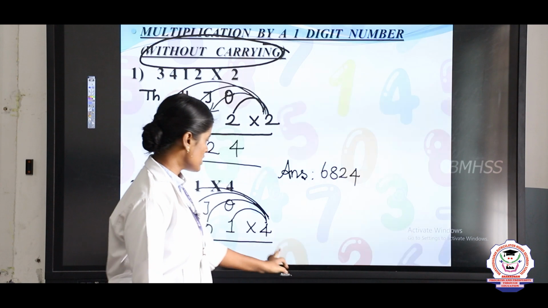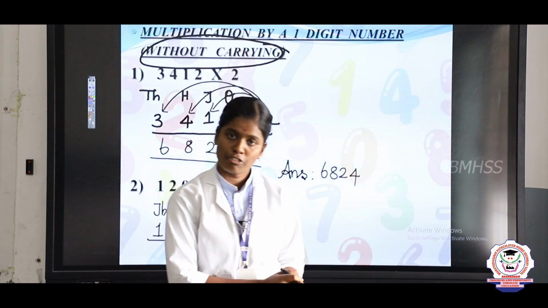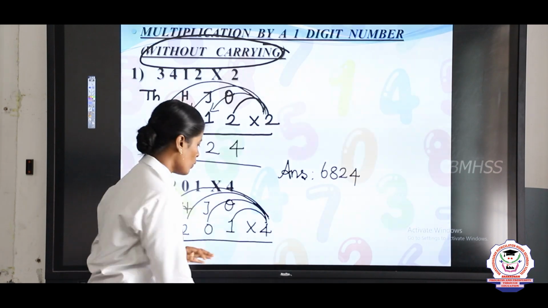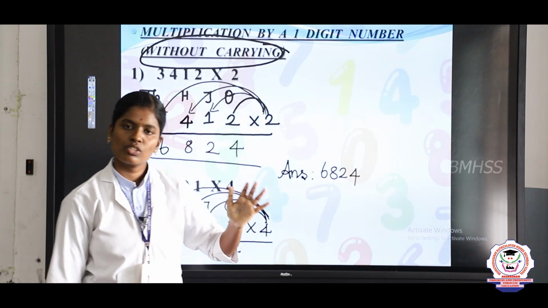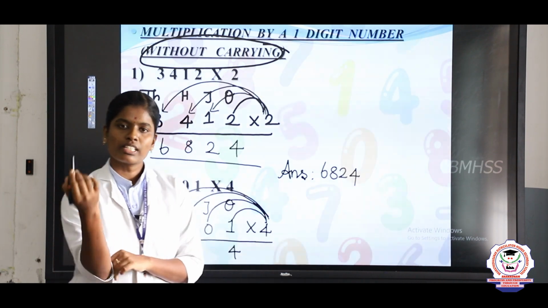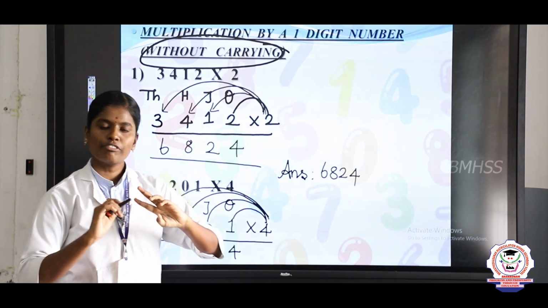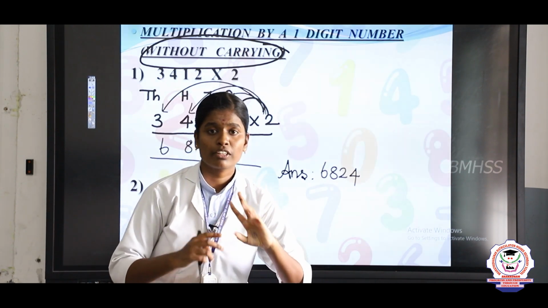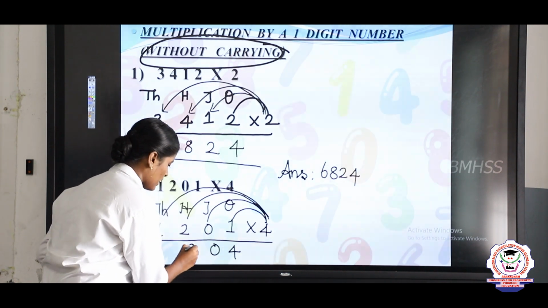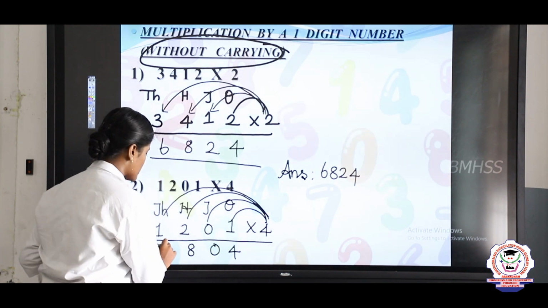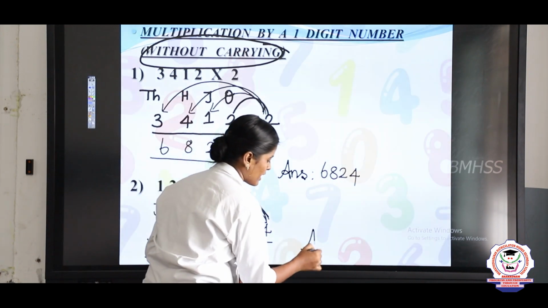So what is the first number? 4 ones are. So 4 ones are means 4 times of 1, or 1 times of 4. 4 ones are 4. Next you will take 4 zeros are. So 4 zeros are, what is the answer? 0. Next you will take 4 twos are. 4 twos are 4 times of 2 or 2 times of 4. The answer is 8. So write 8. The next one is 4 ones are 4. Write the answer 4804.